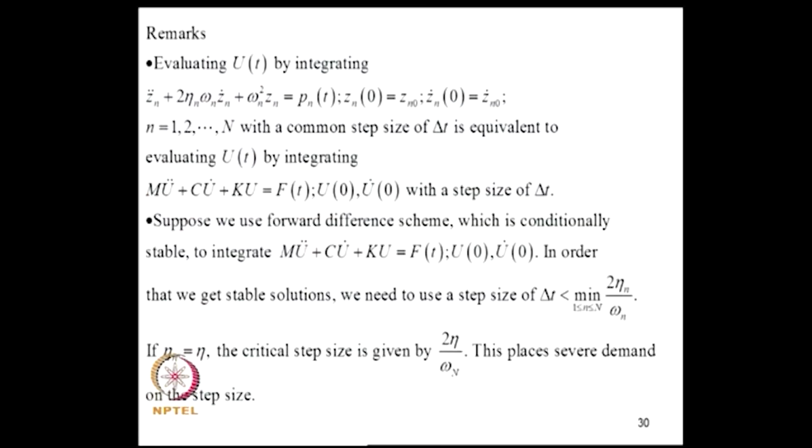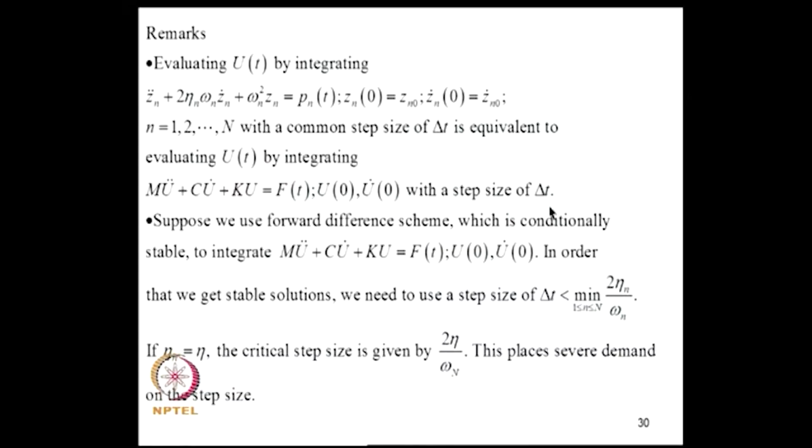Now suppose we are doing modal superposition and we consider this set of equations, n equal to 1 to N. In an N degree of freedom system, there will be N such oscillators, and suppose we integrate all these equations with a common step size of delta t. Delta t is common not only for each mode at all times, but also the same delta t is used to integrate z1, z2, z3 and z capital N. This would be equivalent to evaluating u of t by integrating directly the governing equation without doing mode superposition with the same step size delta t.